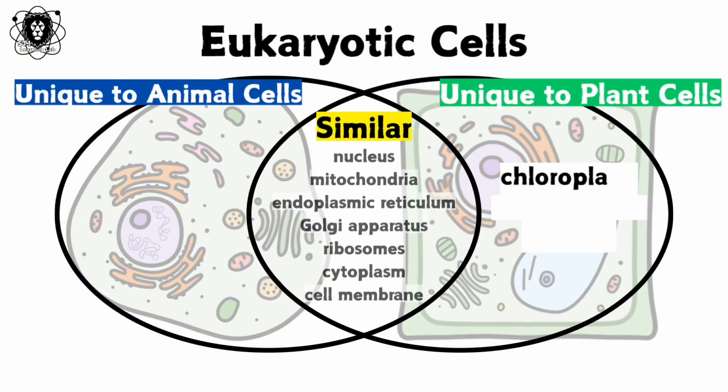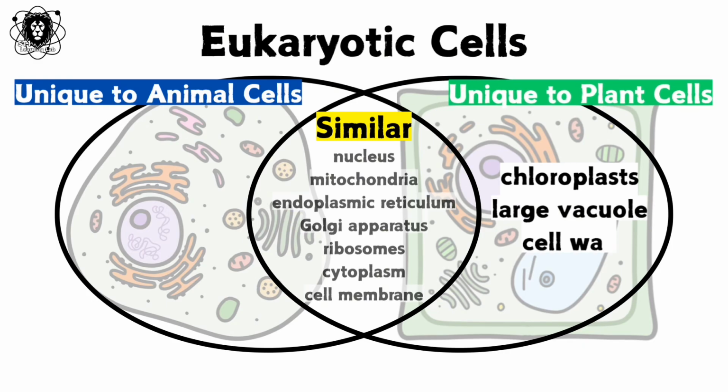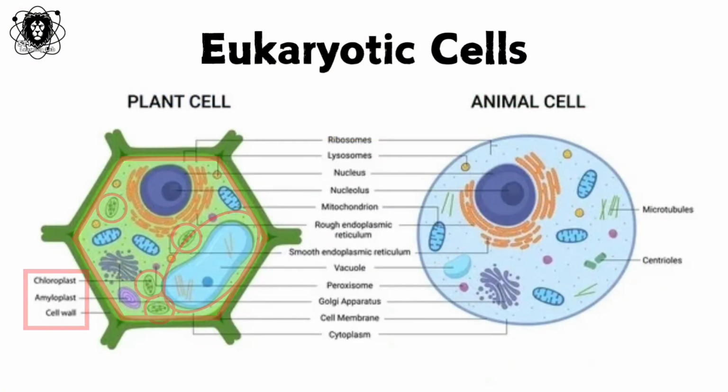Now here's where things get interesting. Plant cells have some special structures that animal cells don't. These include chloroplasts, a large central vacuole, and a rigid cell wall.